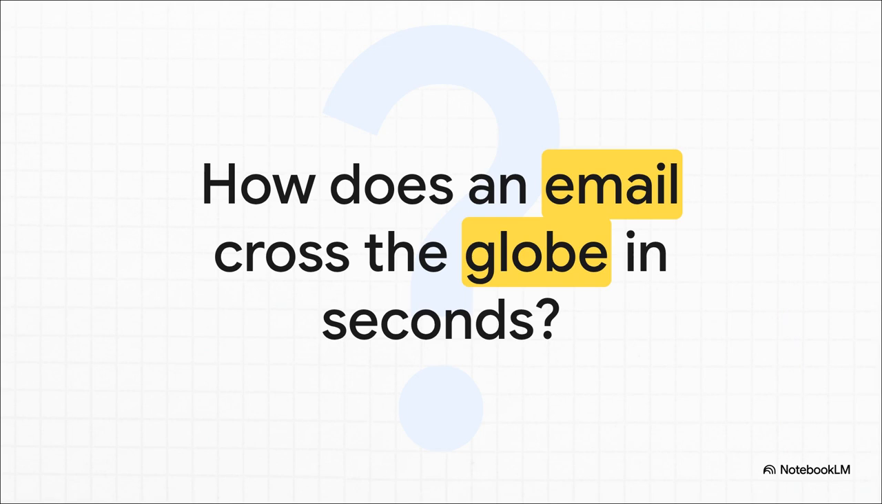So let's start with a simple question. You type an email, you hit send, and almost instantly it's on a screen halfway around the world. How does that even happen? How does that data know where to go and how to put itself back together? Well, it's all thanks to a really brilliant system of organization.